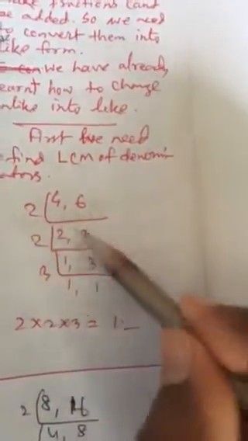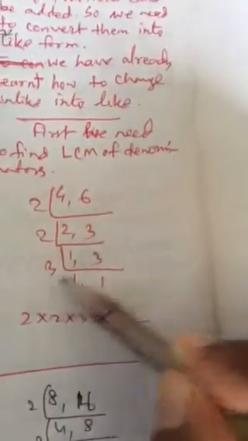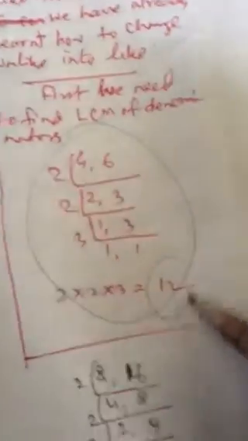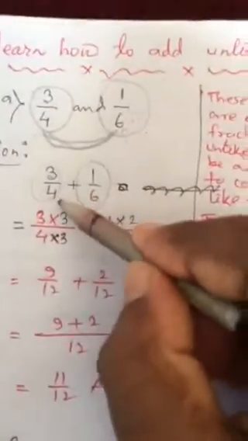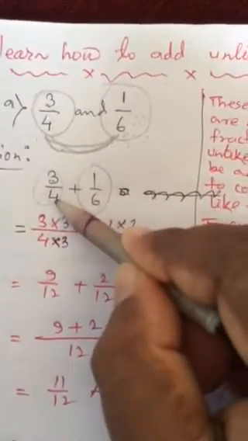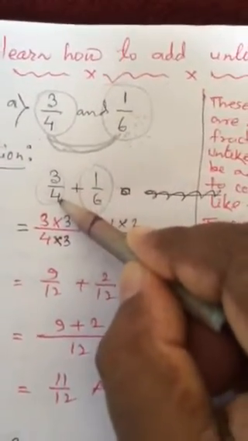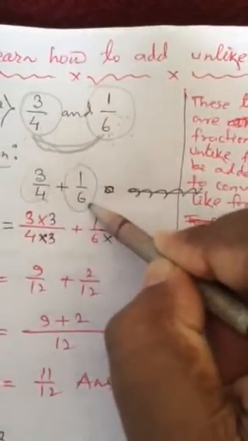2 2s are 4, 2 3s are 6, 2 1s are 2, 3 1s are 3, 3 2s are 6, 6 2s are 12. This is how we find the LCM. In rough you can find the LCM. Now, what is the LCM here? 12. Now, the denominator of both fractions should be converted to 12. 4 should be converted to 12, 6 also should be converted to 12.